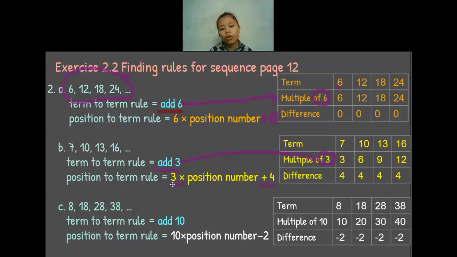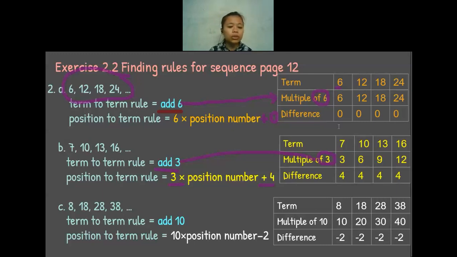Is there anyone who gets confused before I move to question 2c? Or maybe I talk too fast or anything? Hello? If you are being quiet, I will assume that none of you are having any difficulties. I will just move to question 2c.